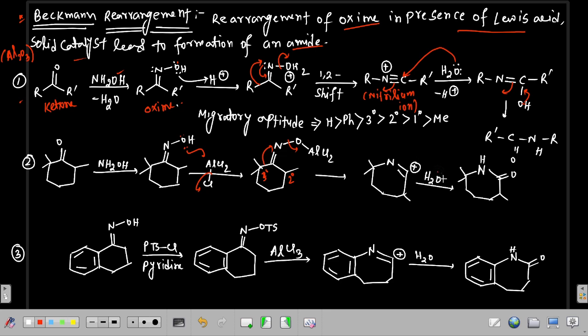Next step, it undergoes reaction with H2O. This H2O will attack on this carbocation. So it will form this amide.